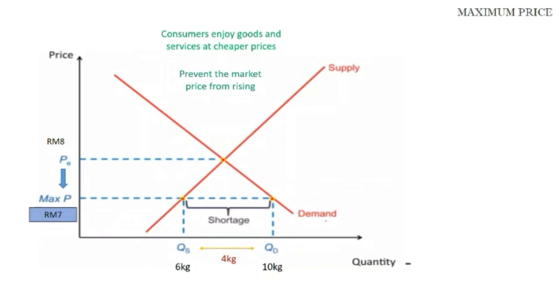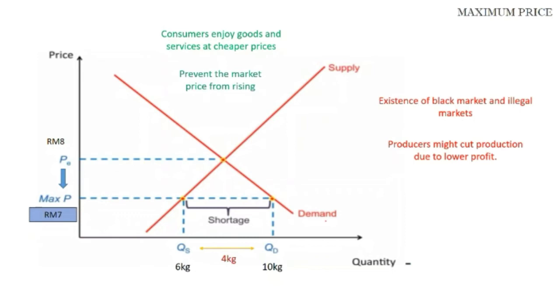The disadvantages of maximum price are: number 1, the existence of black markets and illegal markets. Producers might smuggle goods to neighboring countries since it is unprofitable to sell those goods locally. Number 2, it creates serious shortages since the producers might cut production due to lower profit. Number 3, producers might engage in illegal activities such as bribery, corruption and hoarding of goods.